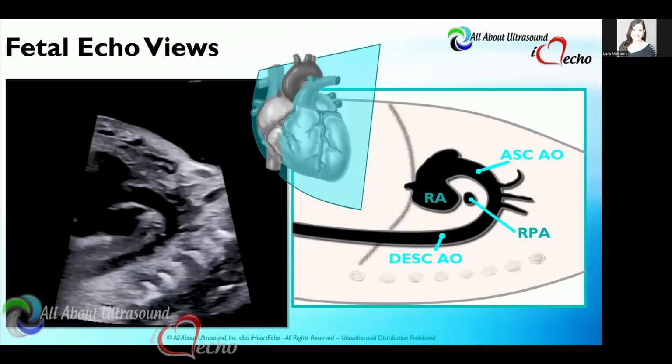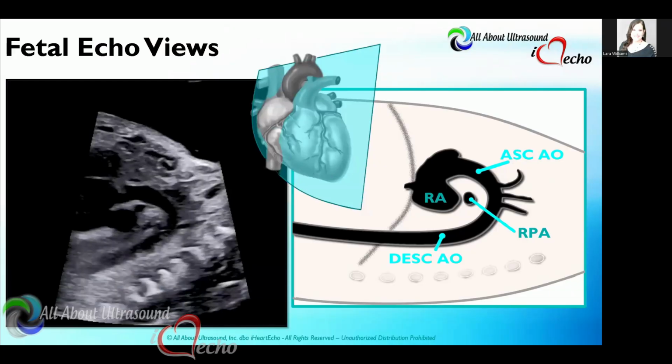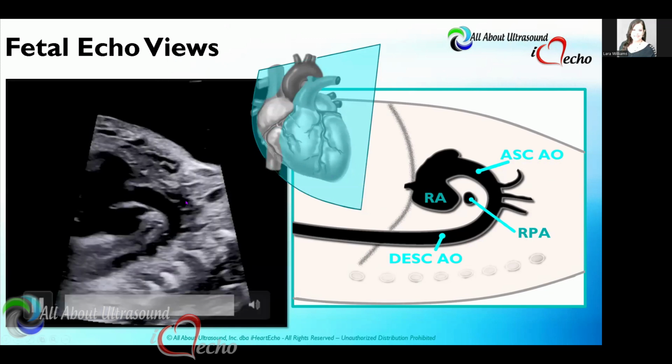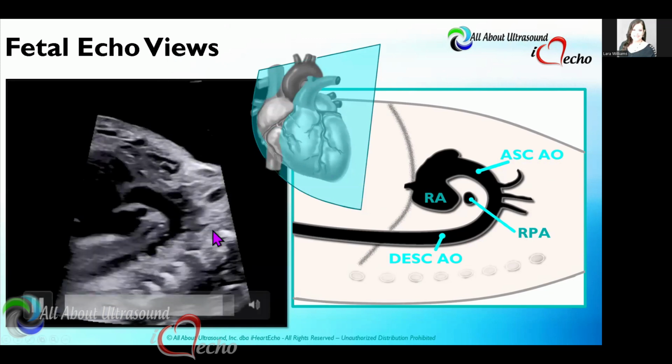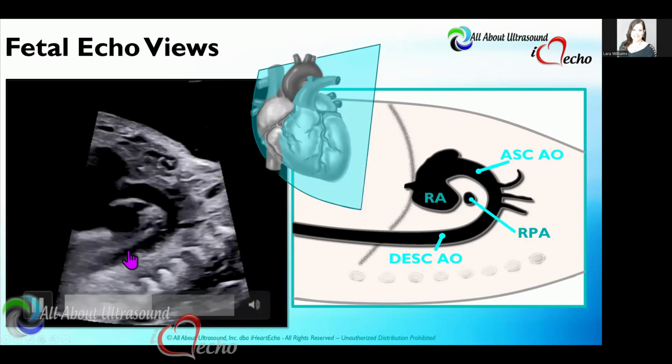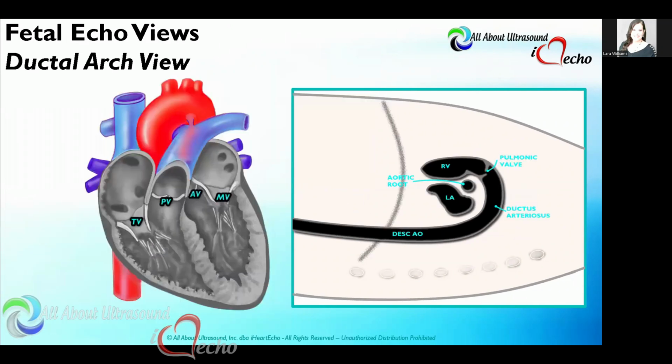Movements when we move over to the ductal arch. This is still the aortic arch, right? So we can see our branches here. We have our head and neck vessels coming off. So this is still our aortic arch. Then we take it to the ductal arch, right?